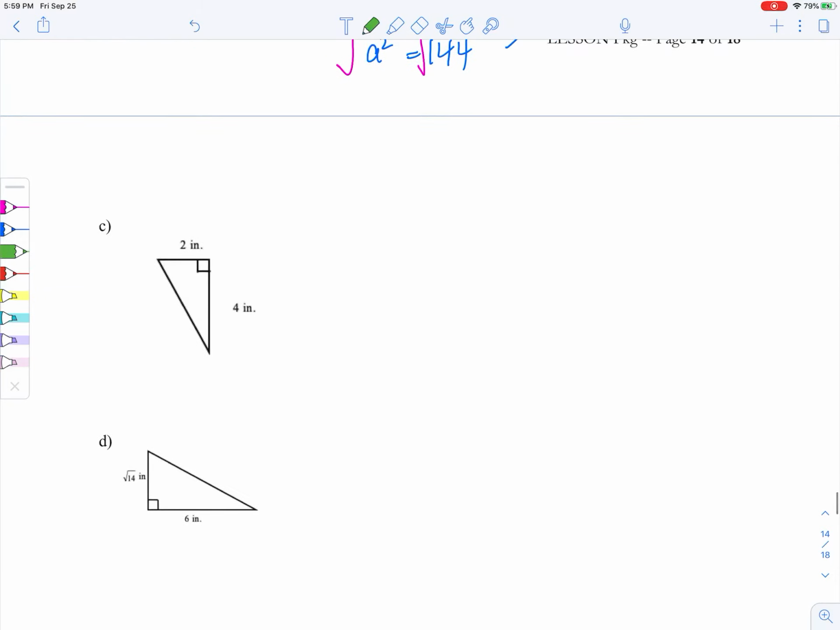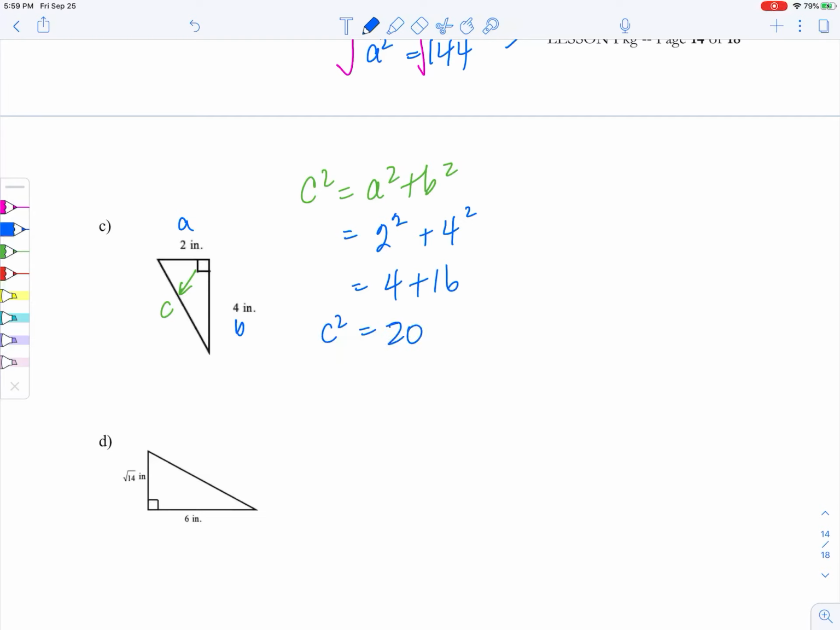The next one, let's see what we're solving for. That's going to be c, so that's what we're solving for. So we'll use c squared equals a squared plus b squared. That's just a variation on the Pythagorean theorem. So a squared is 2 squared plus b squared is 4 squared. So I get 4 plus 16. So I get c squared equals 20. If I want c by itself, I'm going to have to square root both sides.